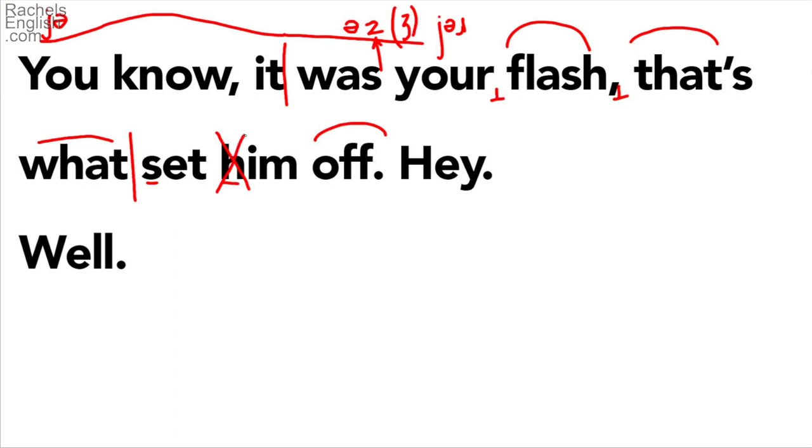That's a really common reduction. So now the word him begins with a vowel. It's im, im, im. So the T does come between two vowels. He does use it to link, and it's a flap T. Set him, set him, set him.